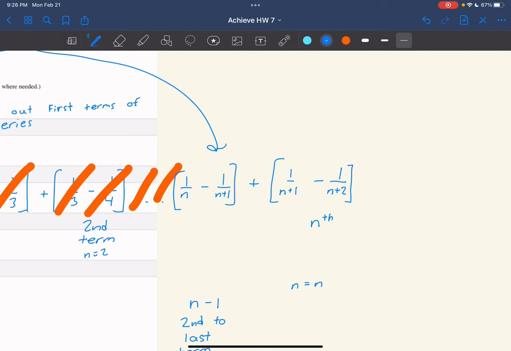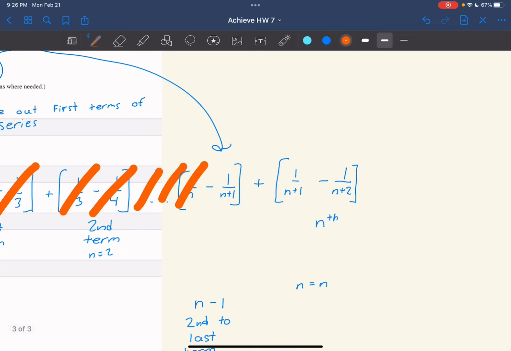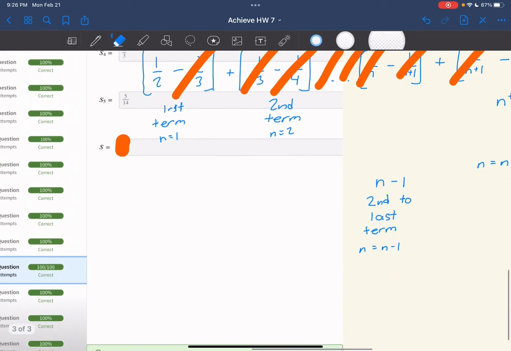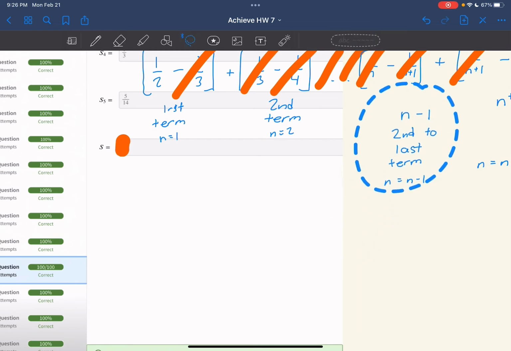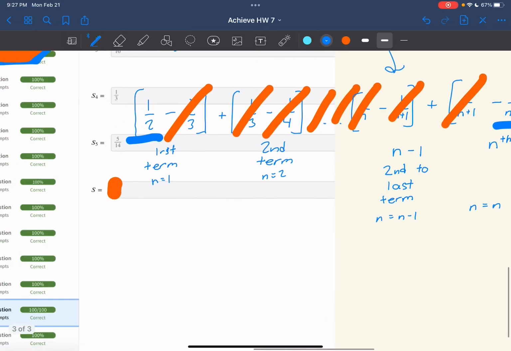So what you have is, here we go. You're going to have this cancel with something in there. And the reason why I wanted to write this term is to show you that at the very end, we're going to have minus 1 over n plus 1 plus a positive 1 over n plus 1. These two are going to cancel. So at the very end, let me give myself some space here. At the very end, all we're going to have is this term and this term. So let's put that together.